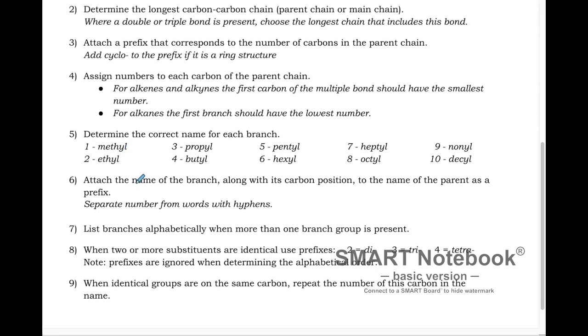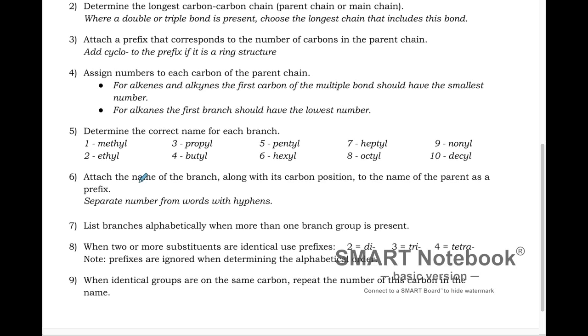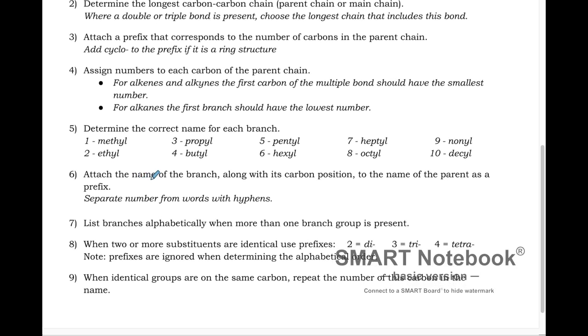The fifth step is to determine the correct name for each branch. If you do have a branch off of the parent chain, you can have substituents attached to it, and they can have different numbers of carbons, because after all, what we're talking about right now are hydrocarbons, only organic compounds with carbons and hydrogens. So you're still following that prefix, but now it's just a general alkyl group and not part of your main chain.